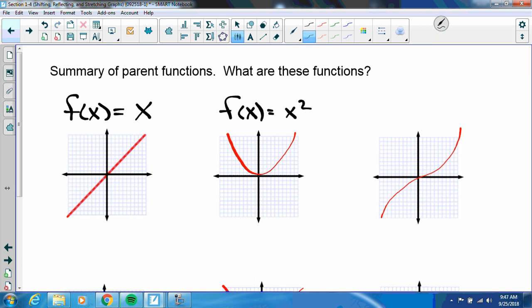Okay? So if this is a linear, that's a quadratic, what do you think this is? Follow the pattern. Oh, I heard it. Cubic. That's a cubic. F of x equals x cubed. That is the mother and father of all cubic functions. Very good.